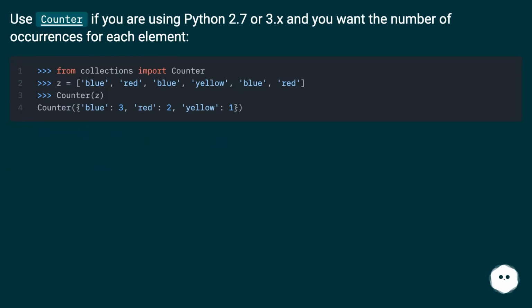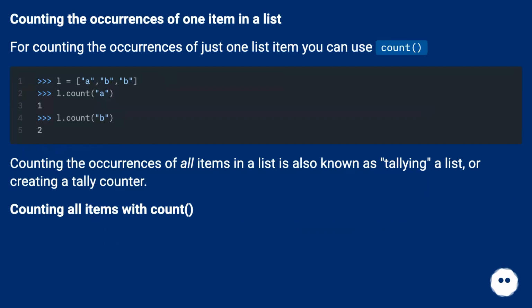Use Counter if you are using Python 2.7 or 3.x and you want the number of occurrences for each element. Counting the occurrences of one item in a list: for counting the occurrences of just one list item, you can use count.